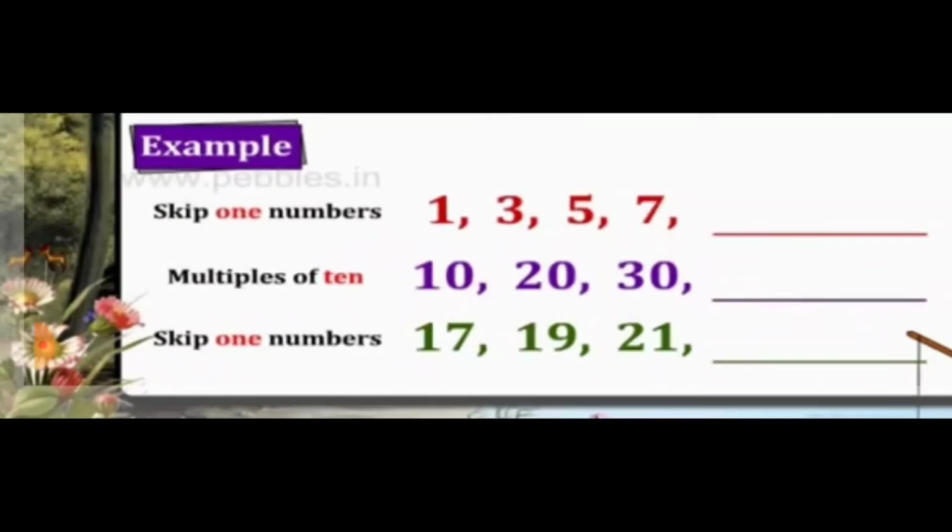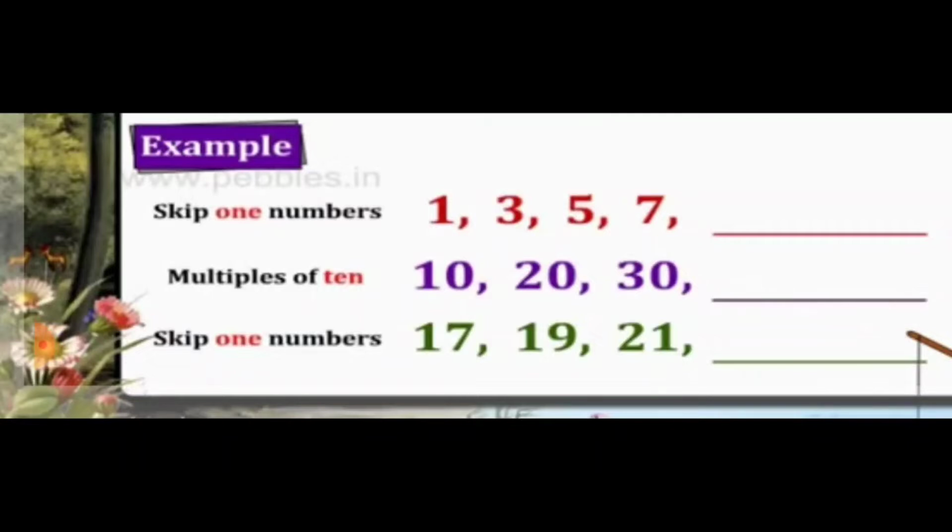Then you have multiples of 10. That is 10 ones are 10, 10 twos are 20, 10 threes are 30. It forms a sequence of numbers in a particular manner. So this is also a growing pattern. You have next number is 17, 19, 21. Yes, they are alternate numbers.